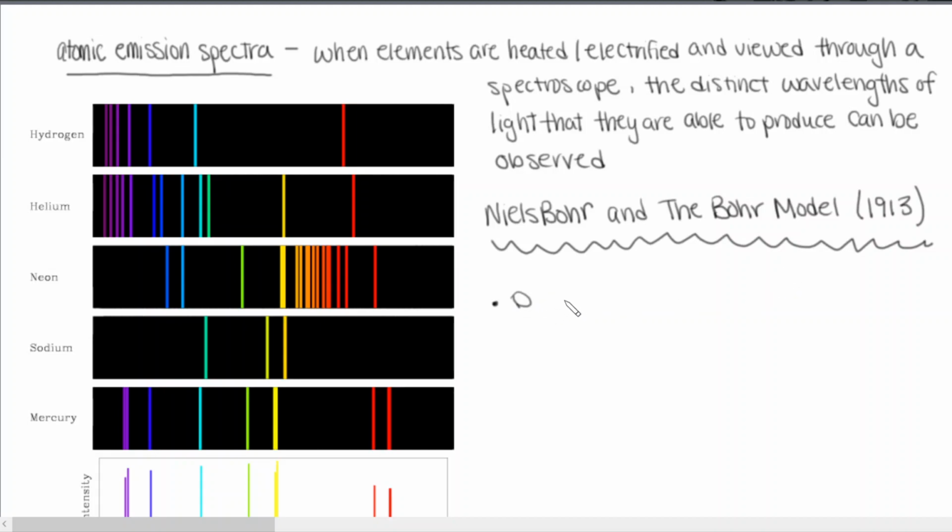Let me reset here. So Niels Bohr was a Danish physicist. You guys are starting to see that there's a lot of overlap here between chemistry and physics. Working with Rutherford to determine more about electrons.